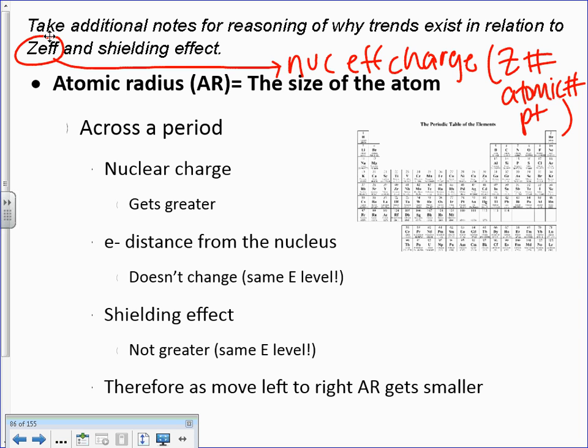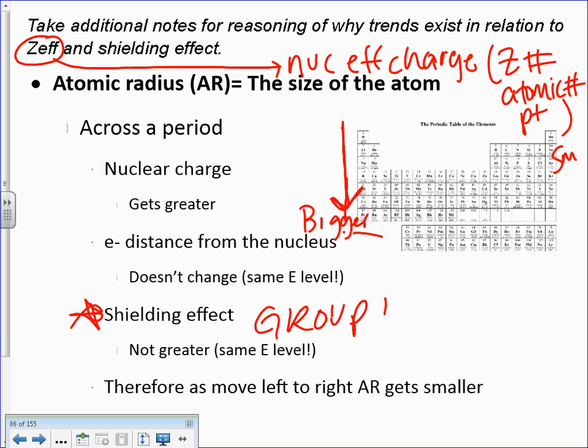One thing we did talk about yesterday was that these things were bigger down here on this end of the periodic table, and they were smaller here. And that was because when you went down a group, so let's go down a group. I'm starting on the shielding effect one. Does it say across a group? It doesn't. Okay, so remember, the shielding effect was the group trend.